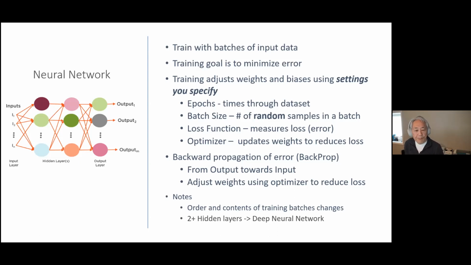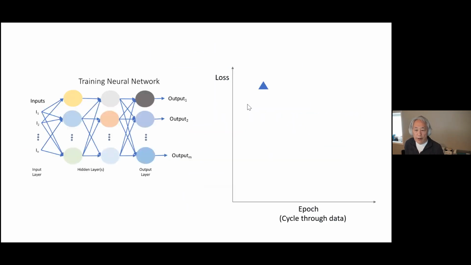Okay. So let me put my thing there. And this is what happens when we train. You can watch my little cartoony thing on the left here. As we cycle through more data, we start with some loss. It's usually high.